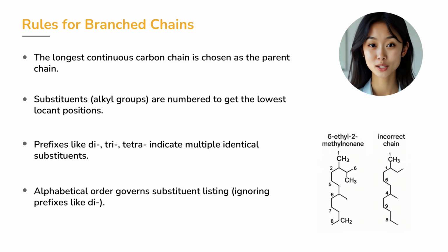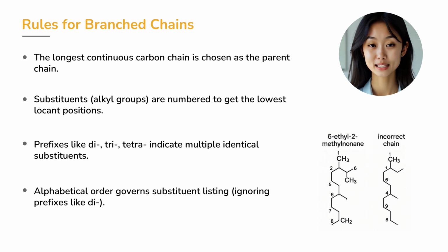Alright, suppose your molecule is not a simple straight chain but has branches, like a tree sprouting twigs. The longest continuous chain becomes the parent. The smaller groups branching out are called alkyl substituents. Each carbon in the main chain is numbered in such a way that substituents get the lowest possible numbers. For example, in a chain of 9 carbons with a branch at carbon number 2 and another at carbon number 6, the correct name is 6-ethyl-2-methylnonane. If you numbered it the other way, you would get higher numbers, which is incorrect.